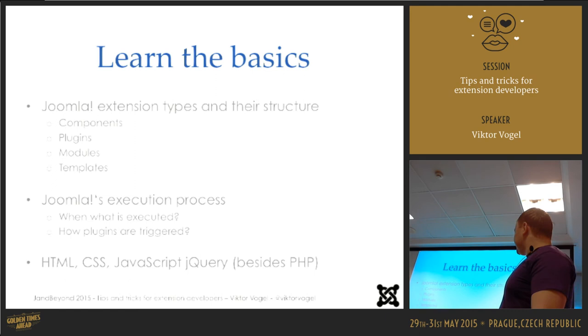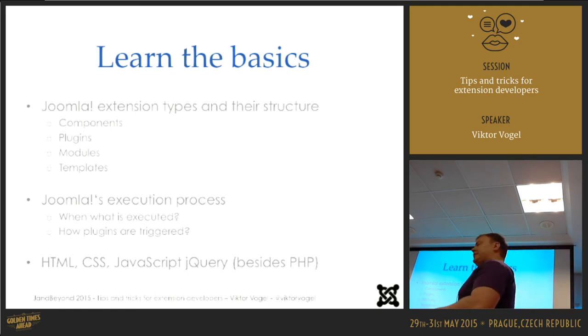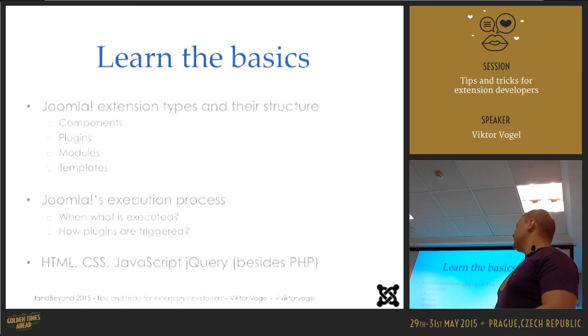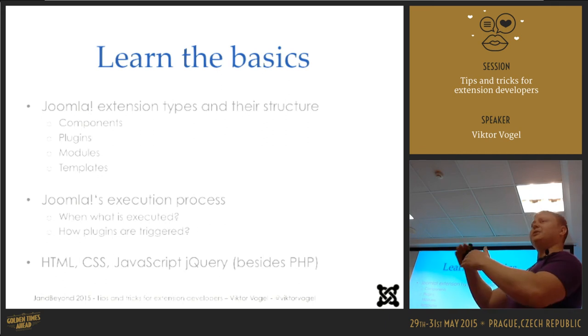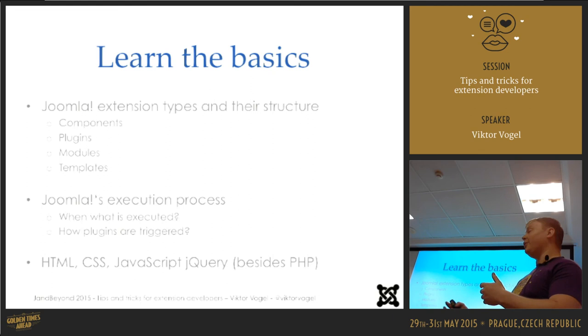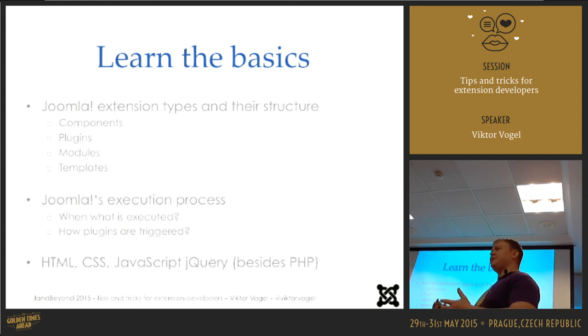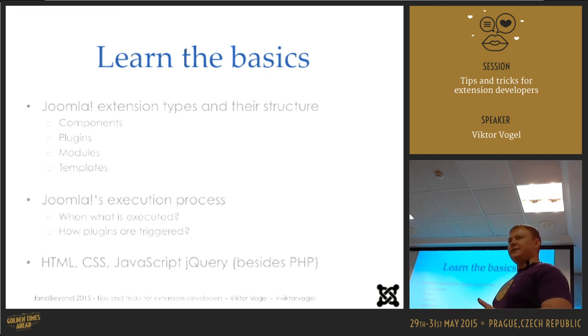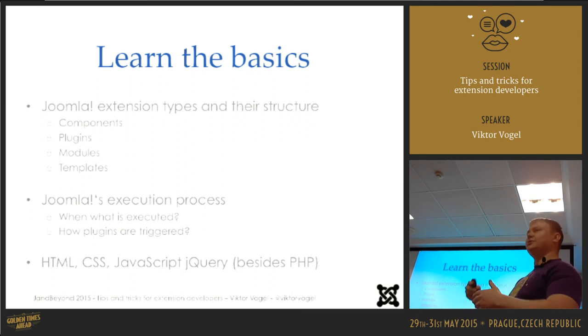And also what's important, and this is what you learn over the years, is how the execution process of Joomla works. So when plugins are triggered, for example, what are the steps that are done when you call the index.php, when the libraries are loaded. This is very important to understand, and also to use the flexibility of plugins. It's very important to understand when the plugins are triggered, so you get the right point to manipulate the data that you receive from your plugin.